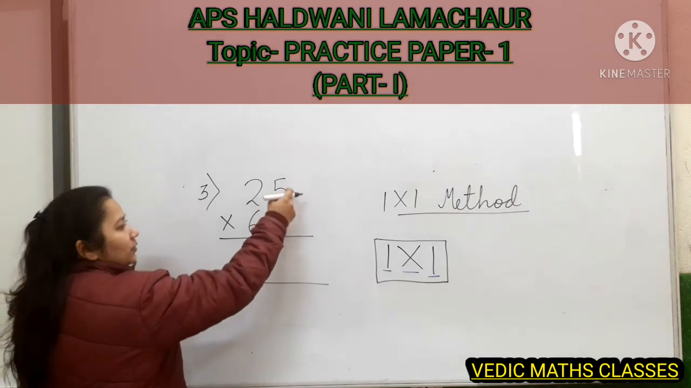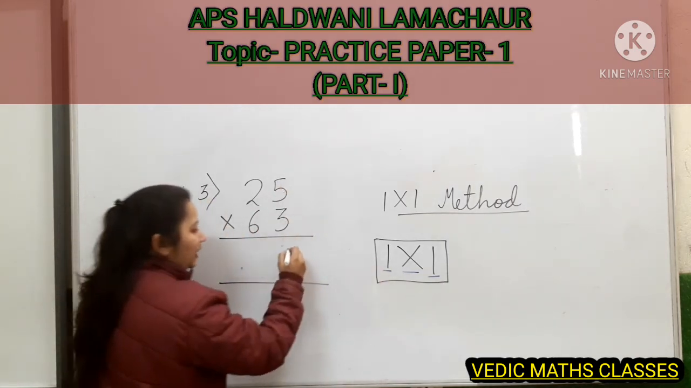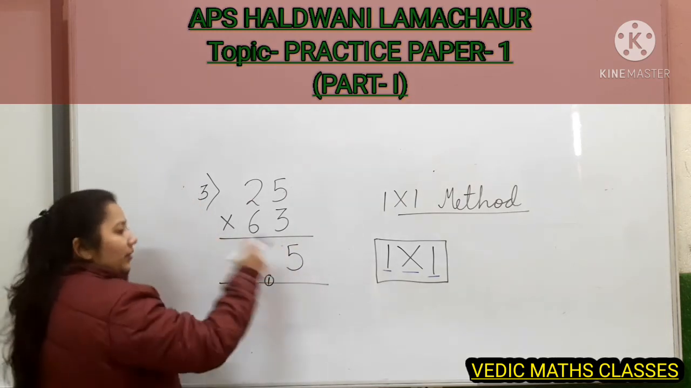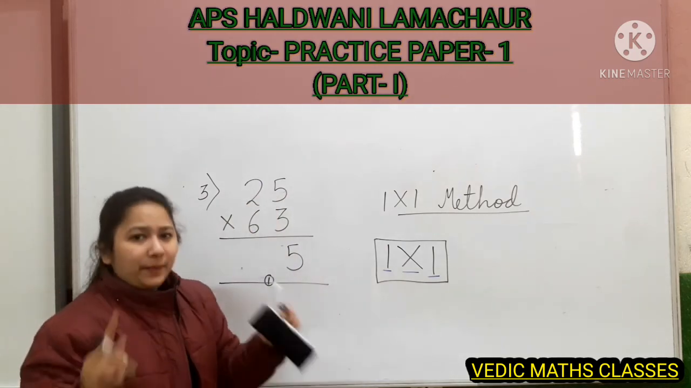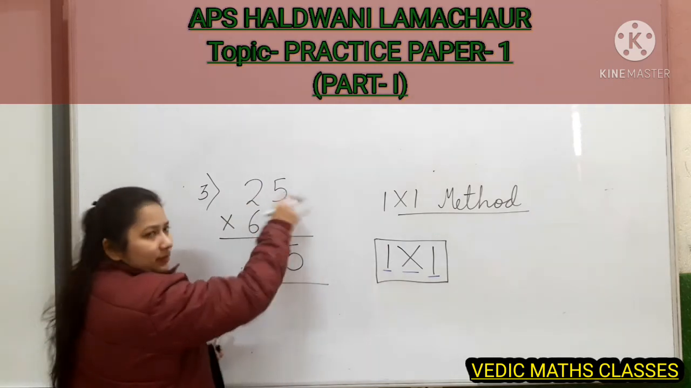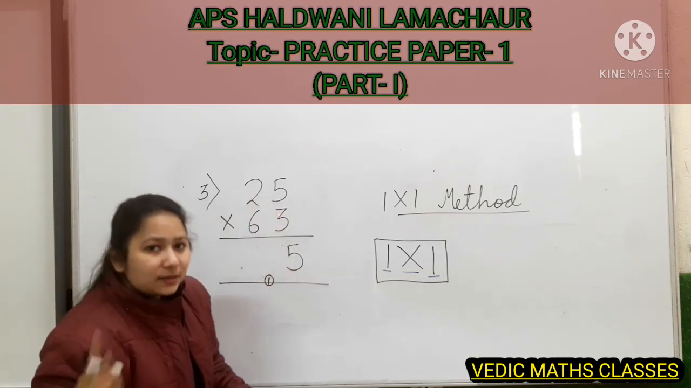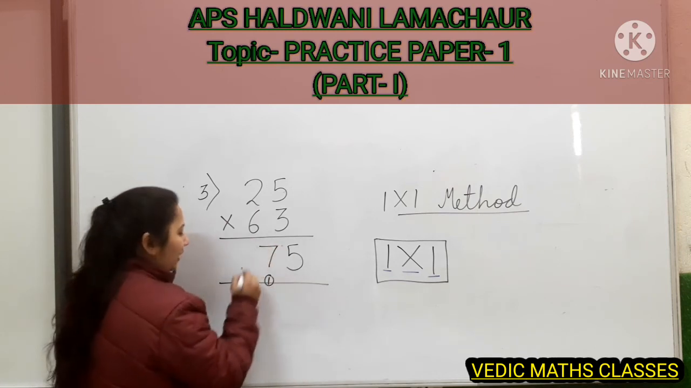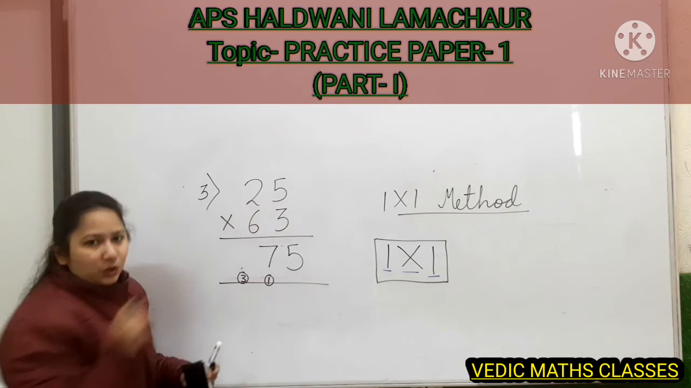Now, first of all, multiply this. 5 threes are 15. 5 will come here, 1 will go carry. Now, next, cross. Cross means this. Multiply them, add them. 6 fives are 30. 3 twos are 6. 30 plus 6, 36. 36 plus 1, 37. 7 will come here, 3 will go carry. Now, 6 twos are 12.